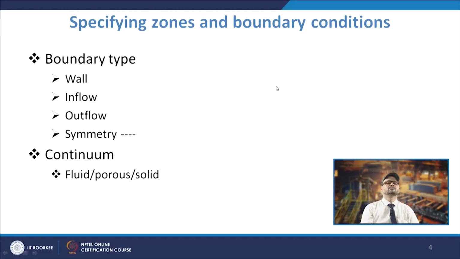This way you specify these zones as the boundary types, and then you go for the continuum. Continuum means that you are going to define the domain wherever you have the fluid. So, you will say that it is going to be occupied by the fluid.